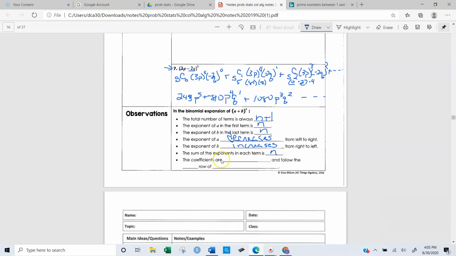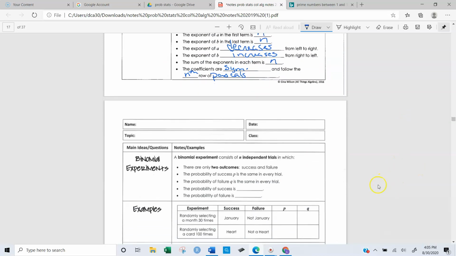The coefficients are symmetrical because they come from Pascal's triangle, and follow the nth row of Pascal's, even though we're not using that. Okay, I hope that helped.